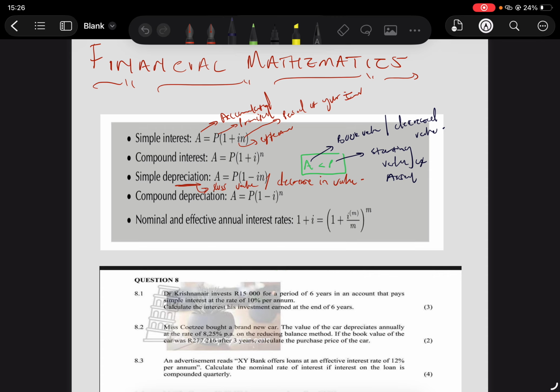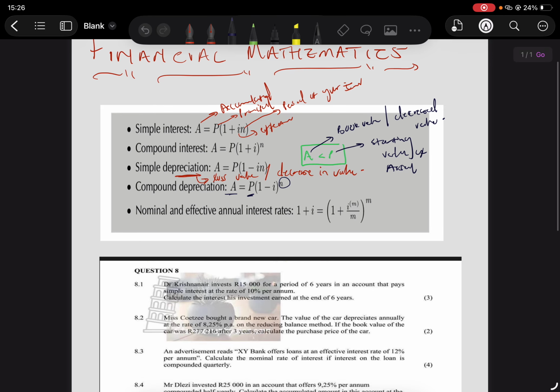Compound depreciation is the same as simple depreciation in terms of how we explain the concept. You have an asset which initially has a higher value, that will be P, but at the end of N, the value is A, which has decreased. The difference here is that the depreciation or the decrease happens compoundedly and not simply. In other words, it doesn't decrease by the same value per period.